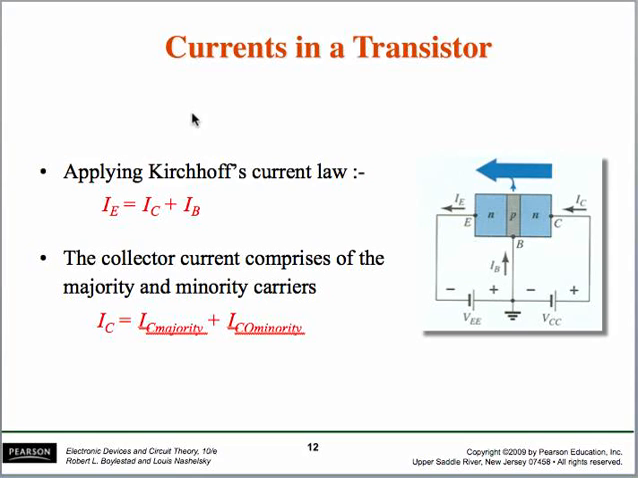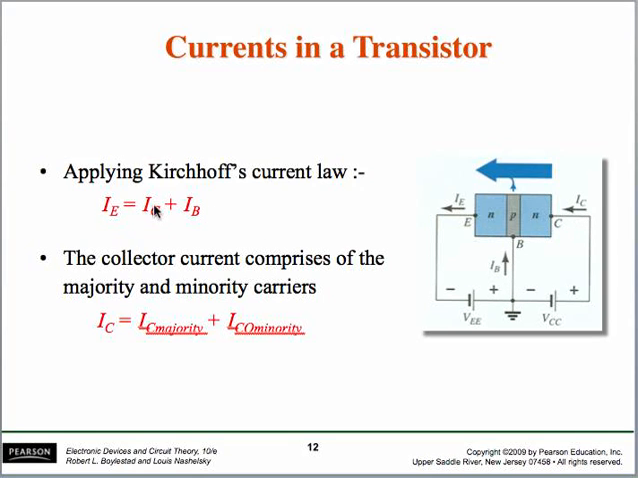Right, so now that we understand the principle of operation, how does a transistor work, it's time to analyze it using the tools which we have learned before in circuit 1 and circuit 2. And we can start by applying Kirchhoff's current law. If you look at the current flow when the transistor is biased, you see that the emitter current exiting through the emitter is composed of the base current and the collector current, right?